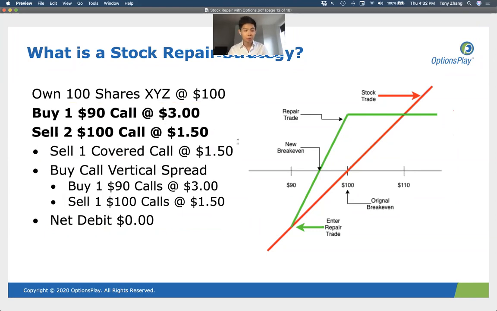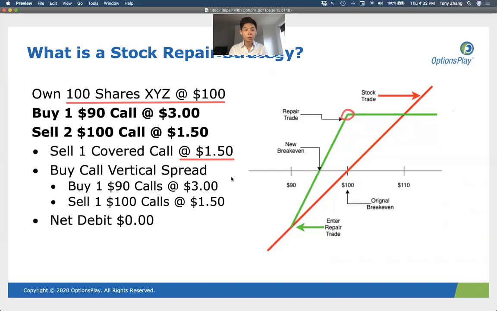So in this example, I own 100 shares of XYZ at $100. It has now declined down to $90. So what do I do? I sell a covered call at $100. I sell it at my original break-even price. I want to sell a $100 call option. And let's say I sell a $100 call option for $1.50. I sell one covered call for $1.50.